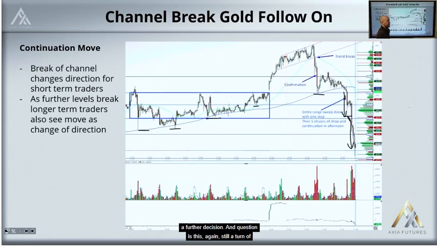The point being that at each next leg down, you have to make a further decision and question: is this, again, still a turn of direction, or is this just a short-term shift back in the progression towards the upside that you are getting? By the time you break these lows here, you've taken out pretty much every support available. And at that point, you can be confident the turn has come. You can be confident the turn has come already once you get the break of support here. So as that support goes, now you can start thinking, yeah, the turn has really come.